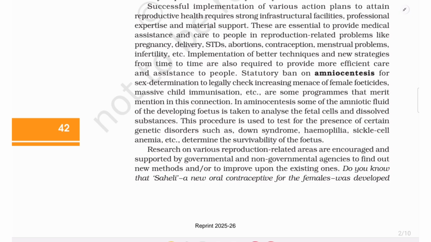In amniocentesis, some of the amniotic fluid of the developing fetus is taken to analyze the fetal cells and dissolved substances. This procedure is used to test for the presence of certain genetic disorders such as Down syndrome, hemophilia, sickle cell anemia, etc., and to determine the survivability of the fetus.